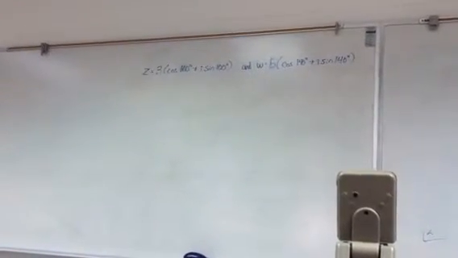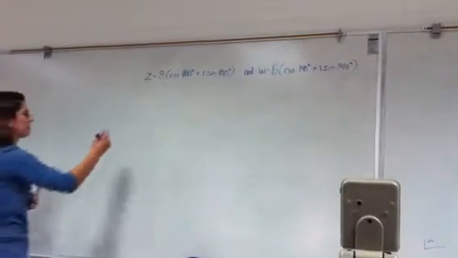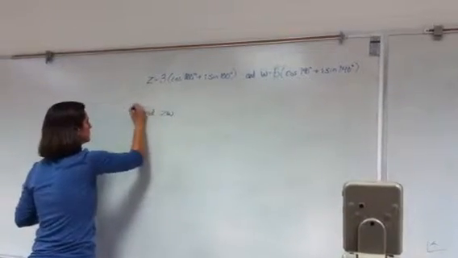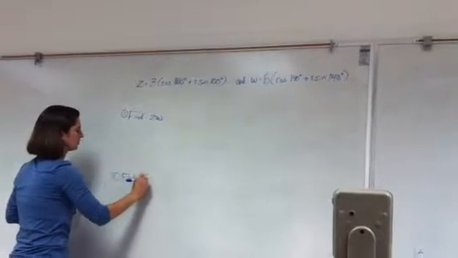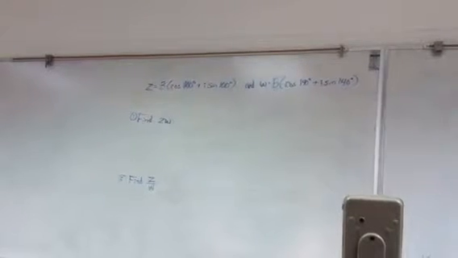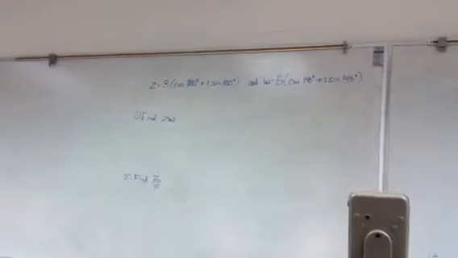The question would say, find the product of the two, so find Z times W, and find the quotient, so find Z divided by W. Z times W. So we'll start.